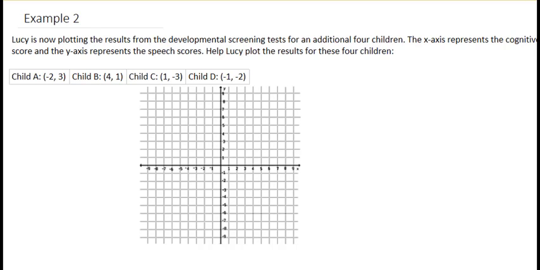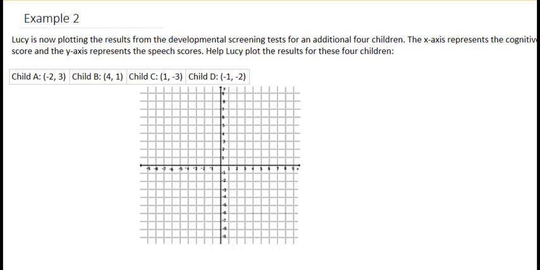Example 2. Lucy is now plotting the results from the developmental screening test for an additional 4 children. The x-axis represents the cognitive score and the y-axis represents the speech scores. Help Lucy plot the results for these 4 children. So we have 4 children and we need to plot. Child A has a score of -2 and 3.